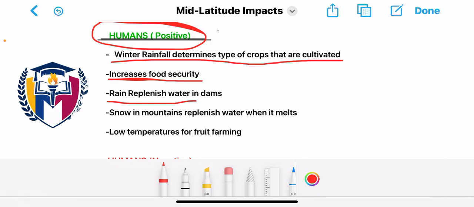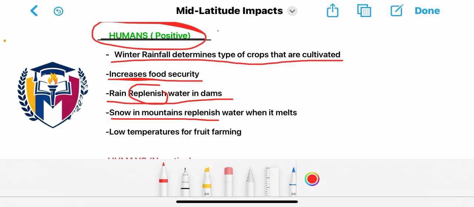Now, the rain replenishes water in dams. What is to replenish? To replenish is that the rainfall now begins to fill up the water in our dams. And when our dams have more water, it means us as people have more water to use for domestic use. We have more water to use on our gardens. We have more water to do more water sports, all kinds of things. Okay?